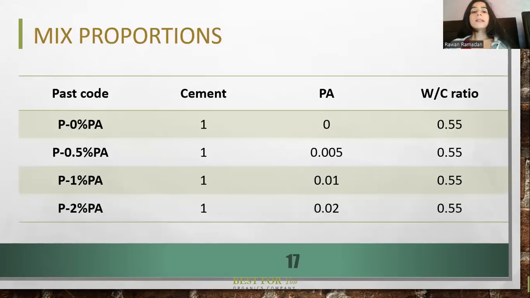This table presents the mix proportions. Here, the addition of PA fibers is 0%, 0.5%, 1%, and 2%, and the water to cement ratio was kept constant at 0.55.